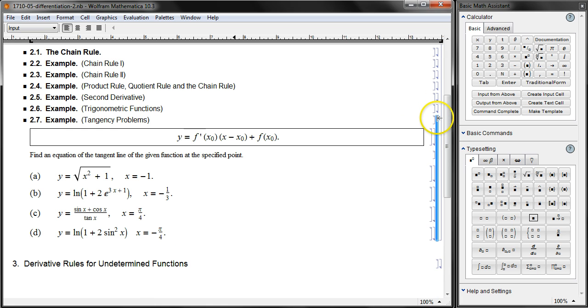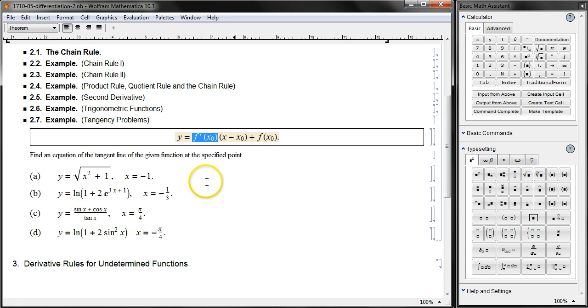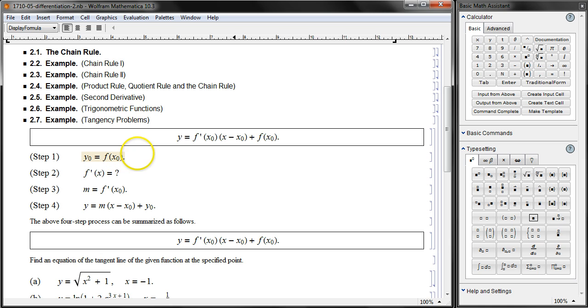The final topic, tangency problems. This is the slope point equation of the line. The slope is the derivative evaluated at x0, and the point is x0, comma y0, which is the function value f of x0. Here is the step-by-step process. First, find out y0. Next, the derivative function. Find out the slope by plugging in x0. Finally, we have the equation of the line, the slope point equation of the line.